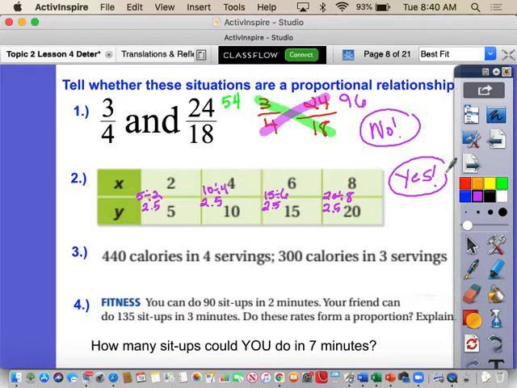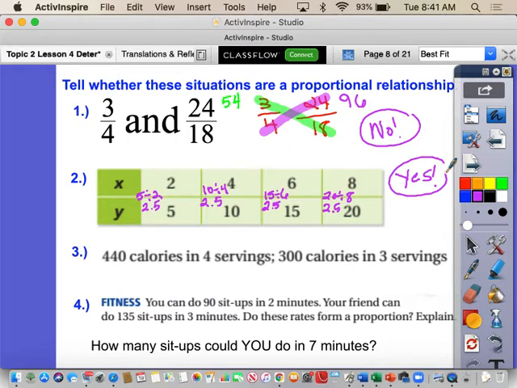Because I've got 440 calories in 4 servings, 300 calories in 3 servings. Cameron, what method did you use to determine if those were proportional? Did you simplify them? Did you find the unit rate? Or did you cross multiply? And Cameron, there's no right or wrong answer. Why don't you just pick one of those? Do you want to simplify, find the unit rate, or cross-multiply them?